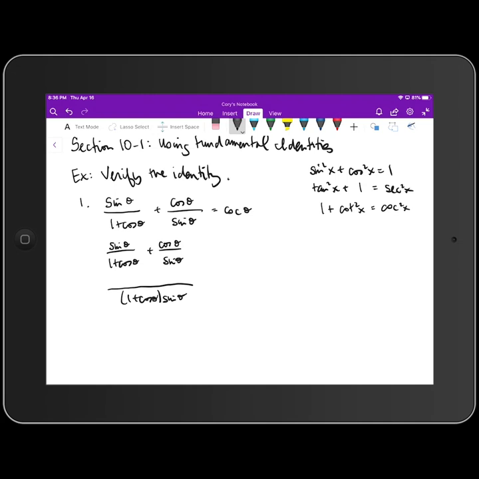So the common denominator for the left-hand side is going to be 1 plus the cosine of theta times the sine of theta. For me to give the first fraction that denominator, I have to multiply the top and bottom by sine. So when I multiply on top by sine, sine times sine is sine squared. Okay, for me to give the second fraction that denominator, I have to multiply the numerator and denominator by 1 plus cosine.